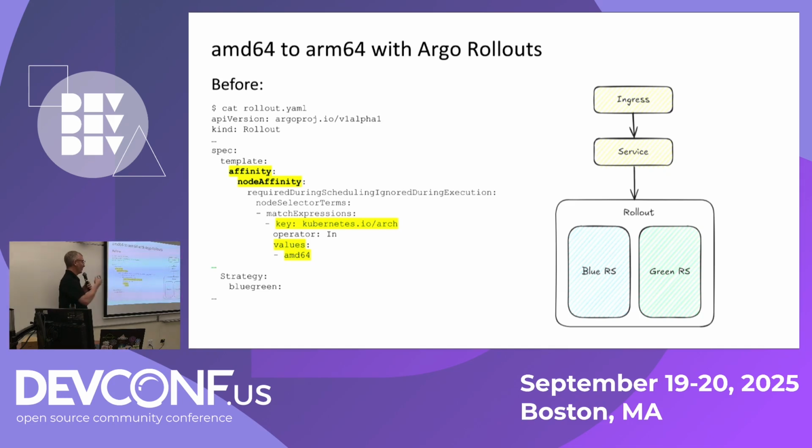Before, we're going to have a node affinity that says I want to run this thing on AMD64. By simply changing that to ARM64, if you're using Argo Rollouts, and rerunning your rollout YAML, all of a sudden, hey presto, your Nginx that was running on x86 is running on ARM64, your Redis or Valkey is running on ARM64, and you didn't have any migration work to do at all.